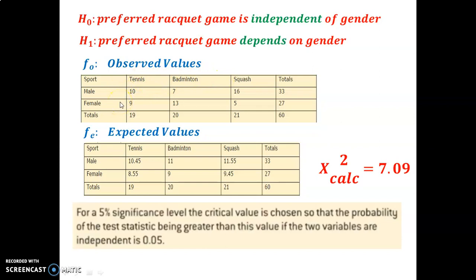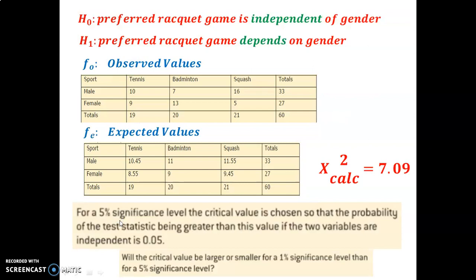Because if sport and gender were not independent, then our values here would be close to the expected values. But if gender actually influences sport choice, then there'll be a big enough difference between these and these that we can say one influences the other. And we're saying we want that chance of the difference we have occurring being only 5% or less. That's what significance level means.